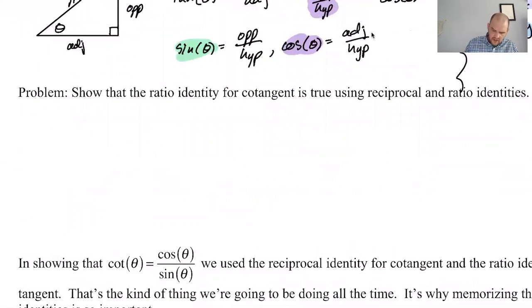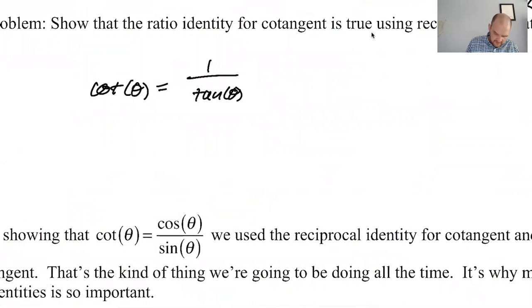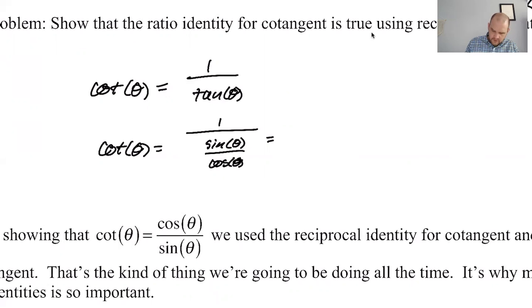Another thing you could do, once you accept it by definition: cotangent of theta, we know from the reciprocal identity, is 1 over the tangent of theta. And we just showed that tangent of theta is sine over cosine. So that must mean that cotangent of theta is 1 over sine over cosine. But 1 over sine over cosine is just cosine over sine. And you're done.